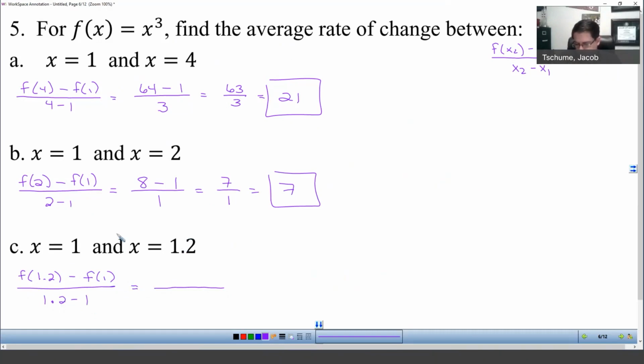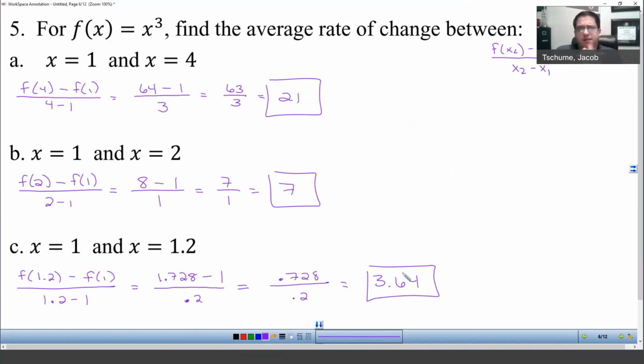So in my calculator, I'm going to do 1.2 cubed, which is 1.728, minus f of 1, which is still 1, and then 1.2 minus 1 is 0.2. Subtracting the numbers on top, you should get 0.728 over 0.2. And if I type this into my calculator, you get an average rate of change of 3.64.